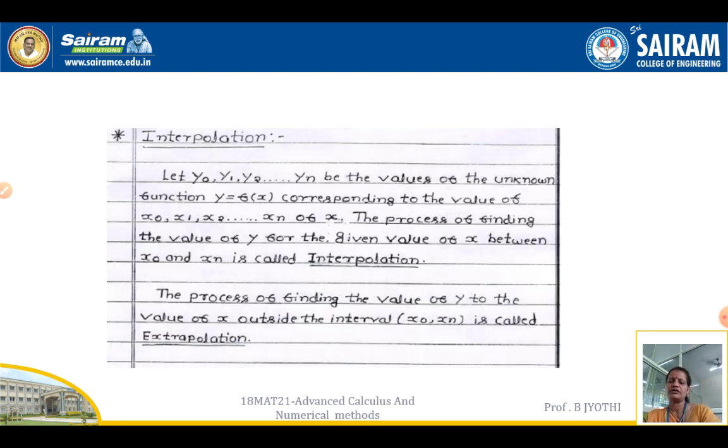Let y0, y1, y2, ..., yn be the values of the unknown function y equals f of x corresponding to the values x0, x1, x2, ..., xn of x. The process of finding the value of y for the given value of x between x0 and xn is called interpolation. The process of finding the value of y for a value of x outside the interval is called extrapolation.